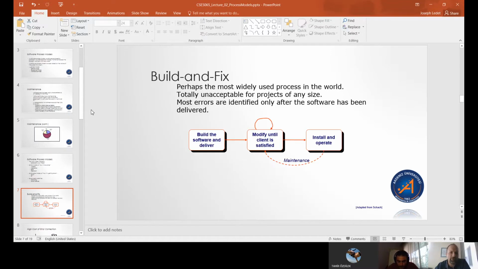So build and fix, sometimes often referred to as ad hoc. I often talk about how this is how first-year programmers in your computer science and computer engineering courses, how first-year students do their coding. Because basically what happens is we write the code, we run it. If it doesn't work, we fix it. Then we run it. If it still doesn't work, we fix those problems.